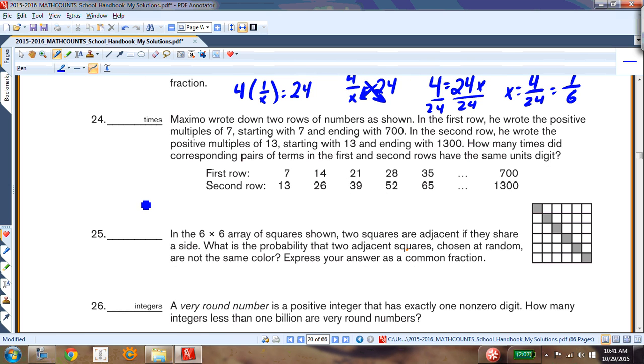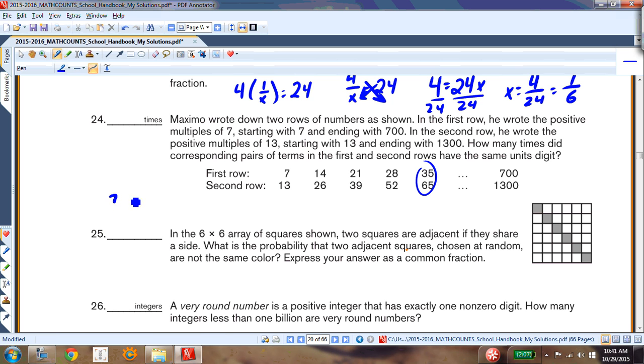Maxima wrote down 2 rows of numbers as shown. In the first row, we wrote the positive multiples of 7, and on and on. Second row, positive multiples of 13. How many times did the corresponding terms in the first and second rows have the same units digit? All right, well, we already see one right here. Those two numbers have the same units digit. We want to know if between 7 and 70, and 13 and 130, there are other places where it has the same units digit.